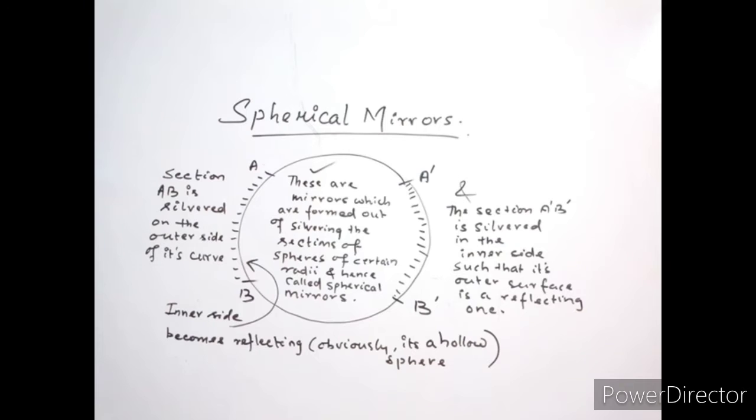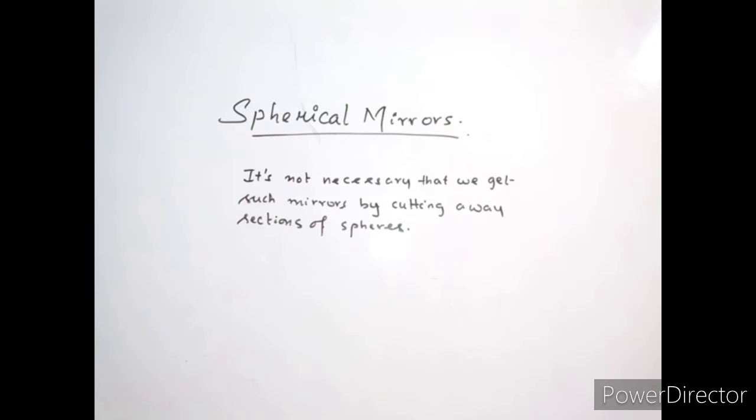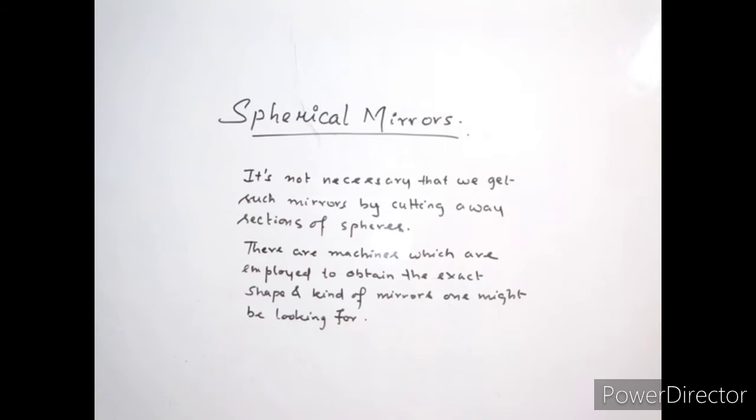These are mirrors which are formed out of silvering the sections of spheres of a certain radii, and hence they are spherical mirrors. So it's not necessary that we get such mirrors by cutting away sections of spheres. There are machines which have been employed to obtain the exact shape and kind of mirrors one might be looking for.